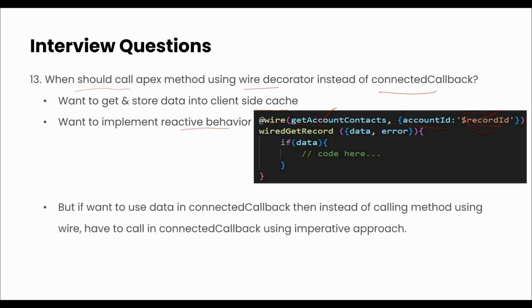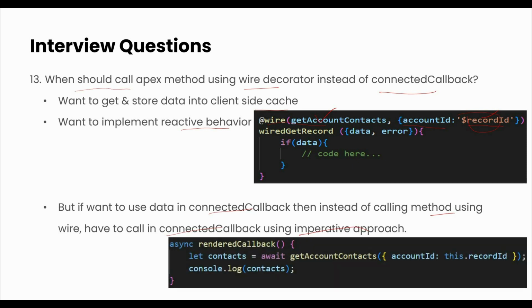But if we want to use the apex method's data in connectedCallback, then instead of calling the method using wire, we have to call the method in connectedCallback using the imperative approach. Like this.